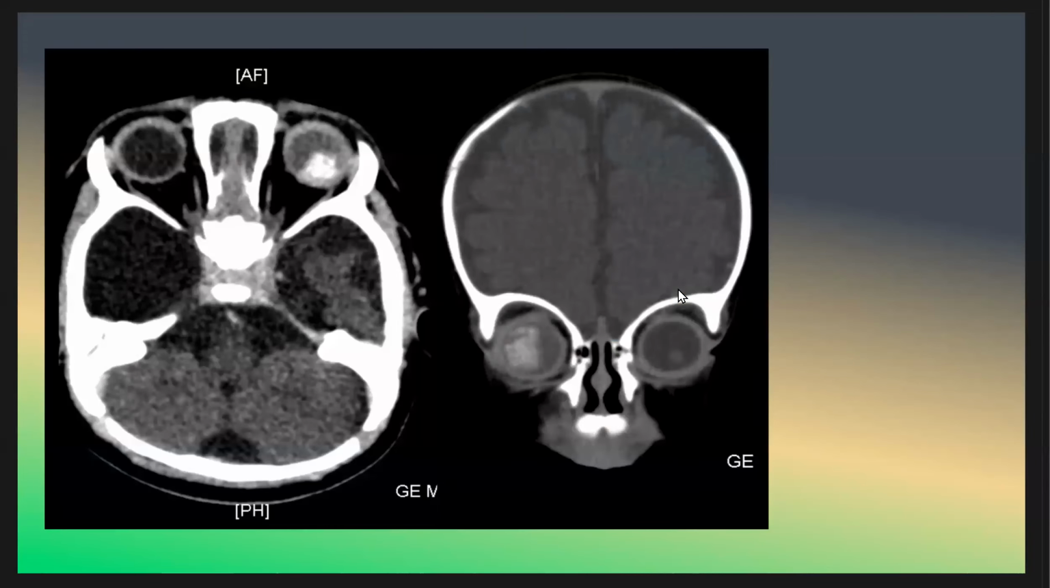Next case, this patient with, try to look at the case and try to answer. What do you think? We have, this is axial cut, and this is coronal reconstructed images or reformat images. We have calcification in the left eye consistent with retinoblastoma, and we have cystic lesion in the right side temporal region in keeping with arachnoid cyst.